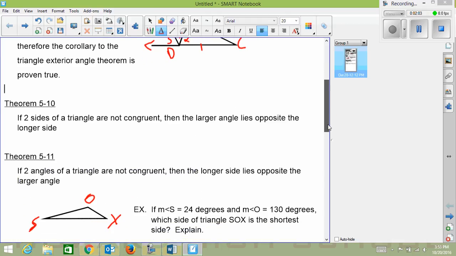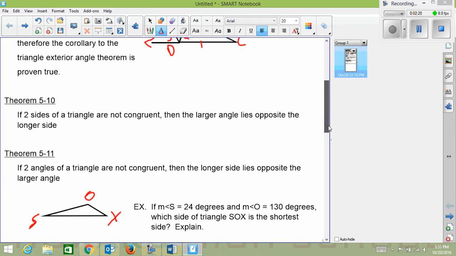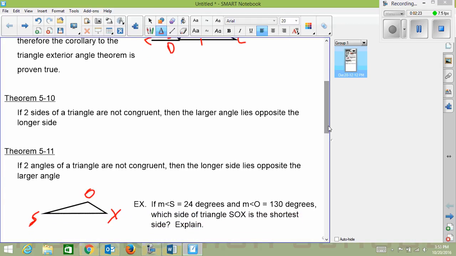So theorem 5.10: if two sides of a triangle are not congruent, so they're not equal, then the larger angle lies opposite the longer side. So the largest angle is opposite the longest side of a triangle, in other words. Theorem 5.11: if two angles of a triangle are not congruent, then the longer side lies opposite the larger angle. So it's basically the opposite of what the other one just said. The one said if the two sides of a triangle are not congruent, then the larger angle lies opposite the longer side. This one says if the two angles are not congruent, then the longer side lies opposite the larger angle.